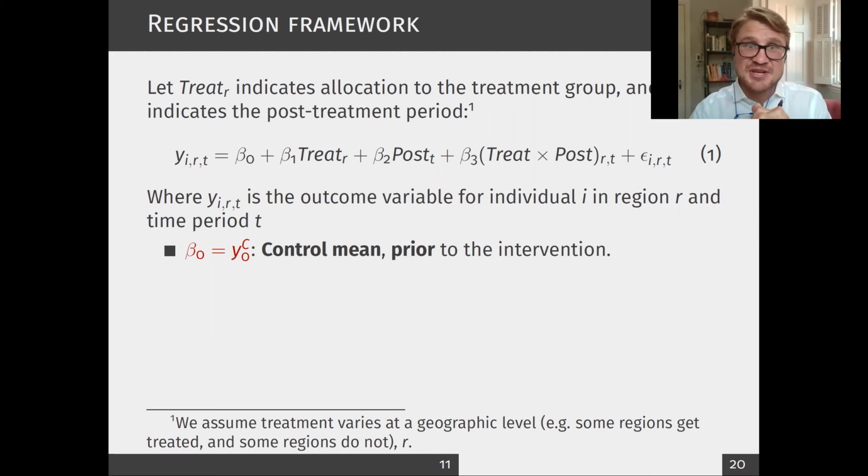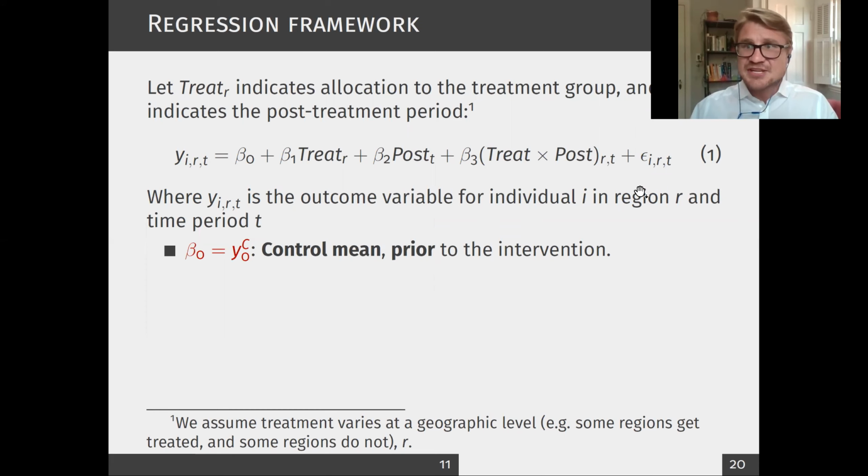Right, so now we have a situation where we let treat indicate allocation to treatment. Treat equals 1 if you're in the treatment group, if you're girls who received bicycles, for example, and post is equal to 1 if you're in the post period versus the pre-period. So this is panel data. Remember when we looked at fixed effects, for each individual we have two observations: the outcome in the pre-period and the outcome in the post-period, which is why this Y is subscripted by i and t.